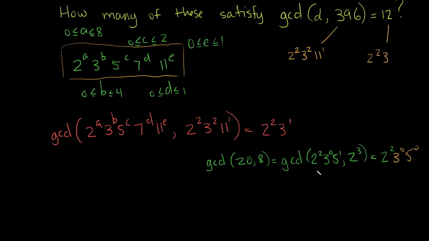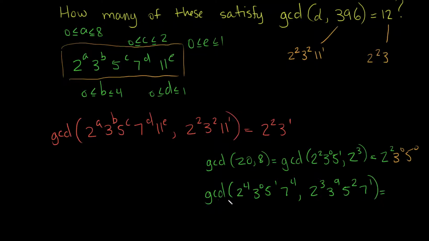Let's do just one more example, and we can do it faster because we've got the idea. GCD of 2 to the 4th times 3 to the 0 times 5 to the 1 times 7 to the 4th also. GCD that with 2 cubed times 3 to the 9th, 5 squared, and 7 to the 1. What's this going to be?